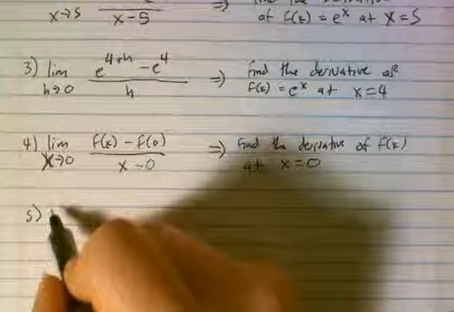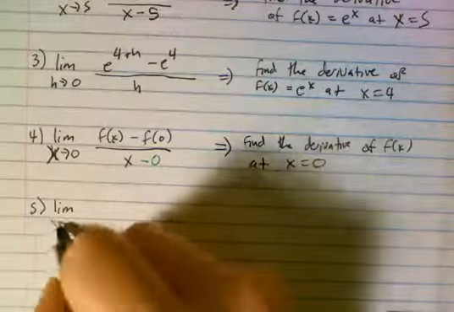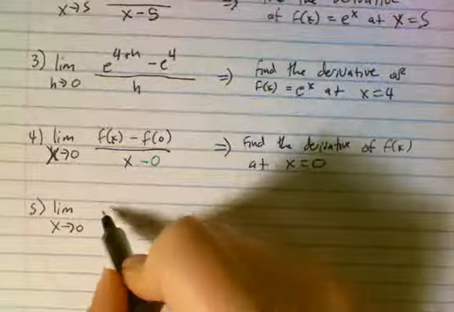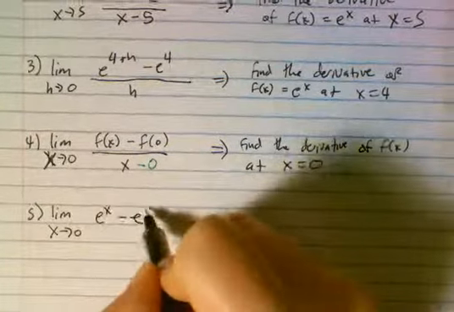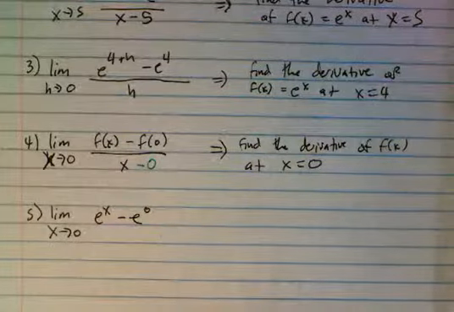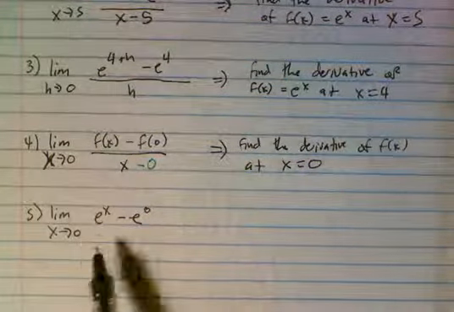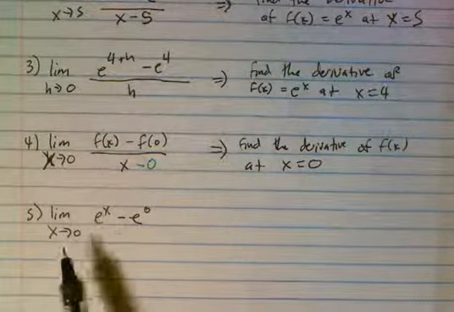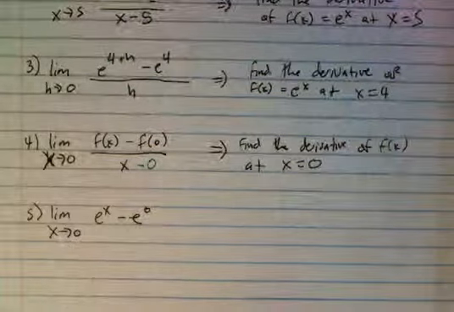Now let's try a fifth one. So let's do the limit as x approaches 0 of e to the x minus e to the 0. Now, our first thing to do would be to say, okay, this is going to be e to the x, and it's going to be when x equals 0. But watch out.